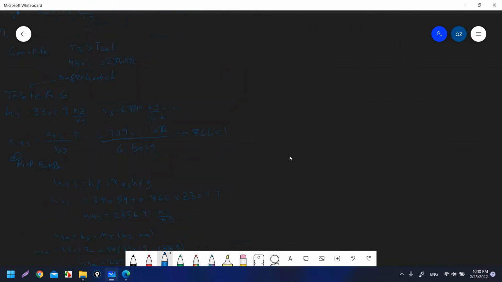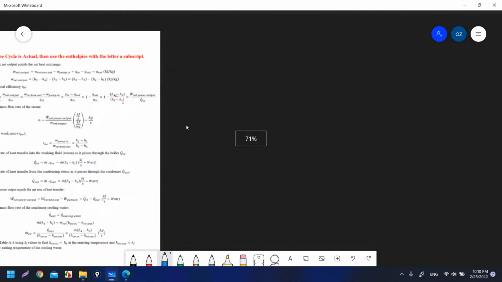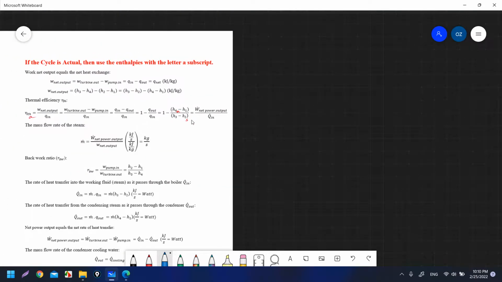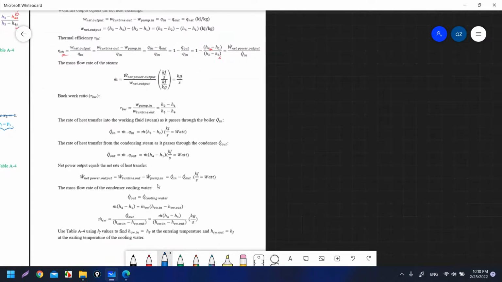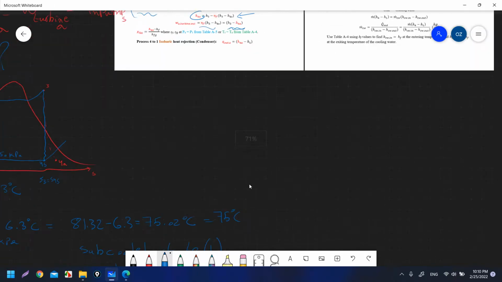And now to find the thermal efficiency, let's use the other equation. Instead of using this equation with H4A, let's calculate everything. Let's calculate the work net output, calculate work turbine out, pump in, and calculate the work net output from this equation, and let's calculate Q out. So for the W dot net power, you can use this equation also. Do whatever you want, it doesn't matter.